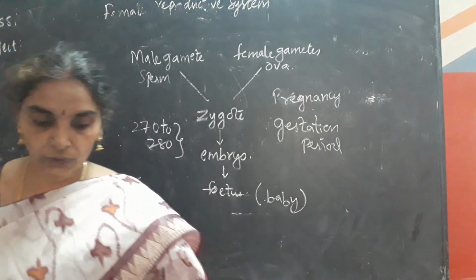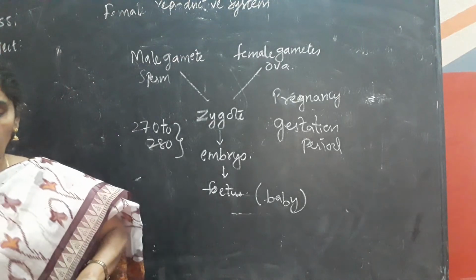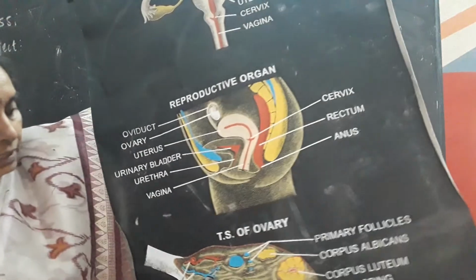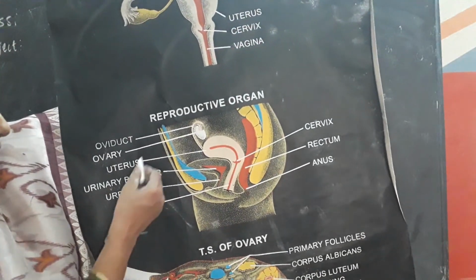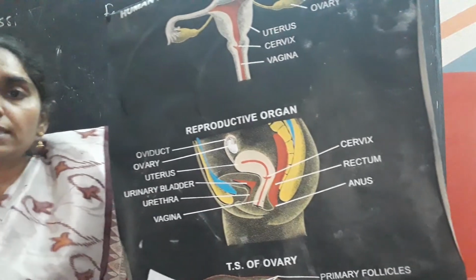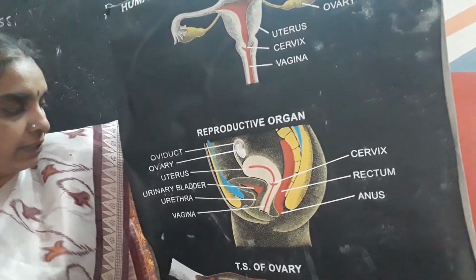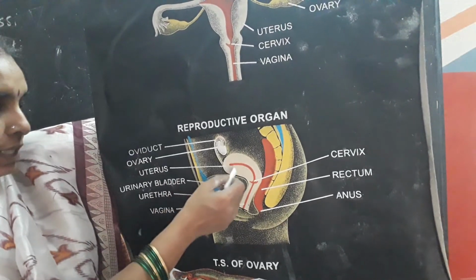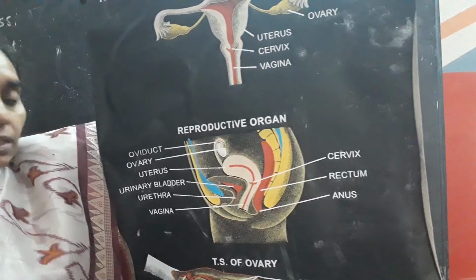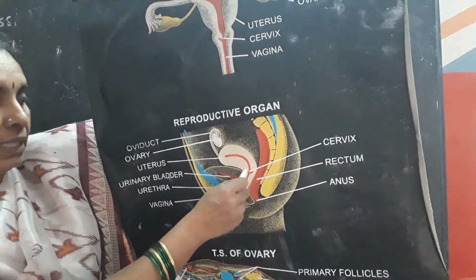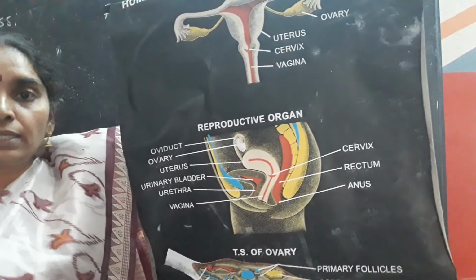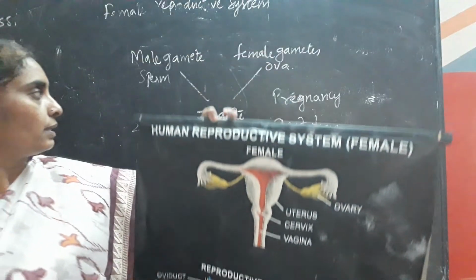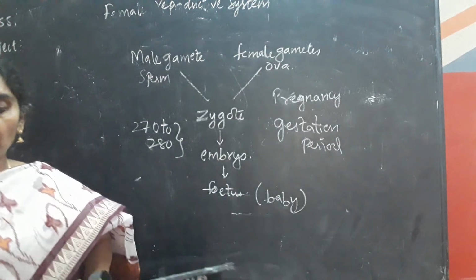Okay, children. Fusion of ovum and sperm results in the formation of the zygote. I told you earlier. And this is the female reproductive organ, the ovary. These are the fallopian tubes. It is the ovary. It is the uterus. Is it clear, children? The development of the baby takes place inside the uterus, and the fetal development takes place here. Okay. So this is about reproduction in human beings.